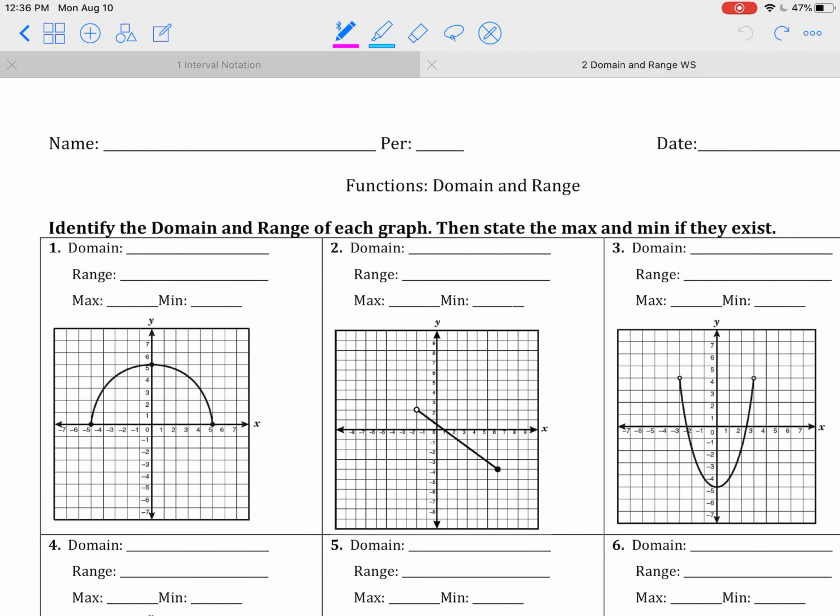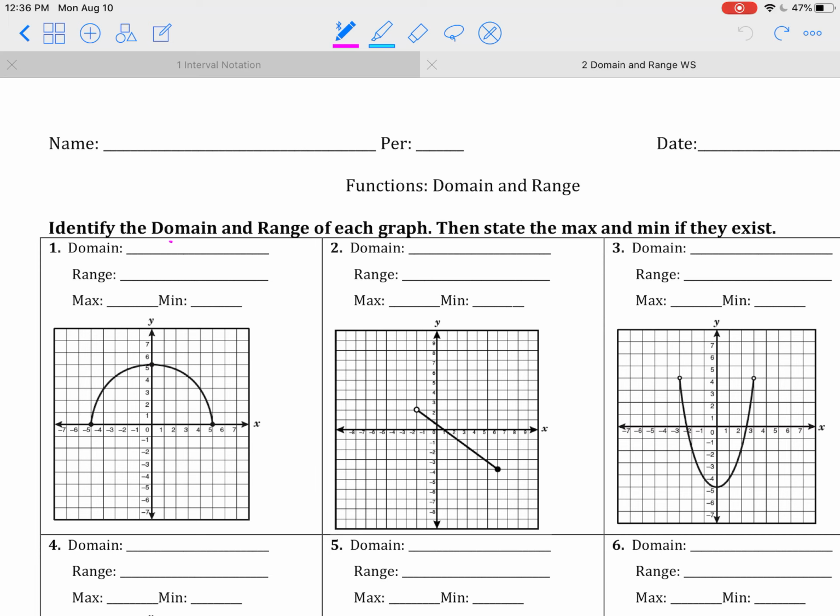Okay, so we are going to review domain and range, another concept from Algebra 1, but we are going to use both inequality notation and interval notation. It's an Algebra 2 standard that you can use both to represent domain and range.